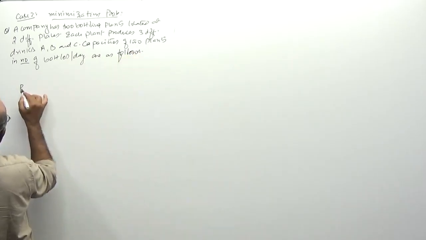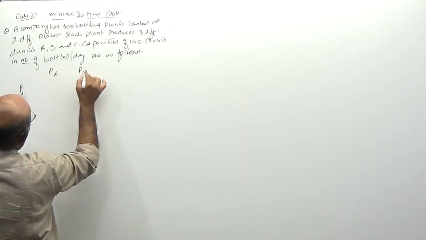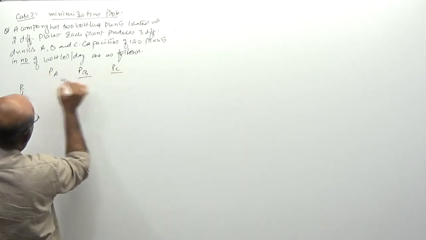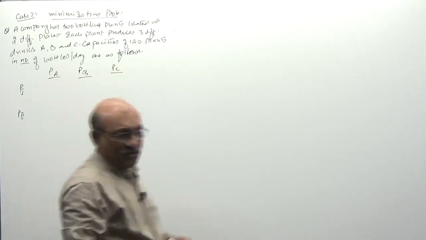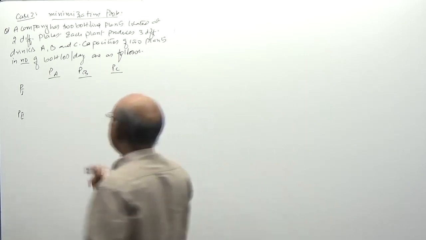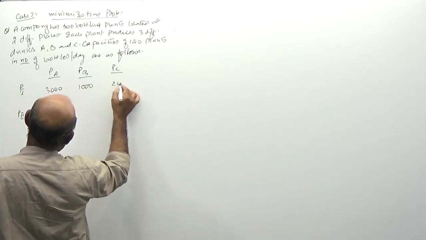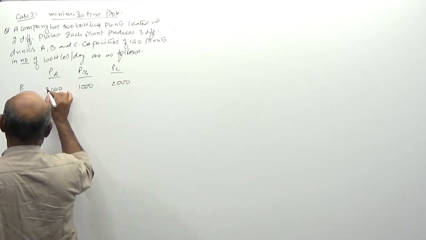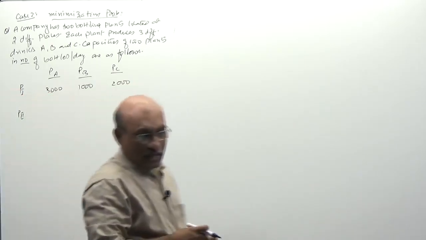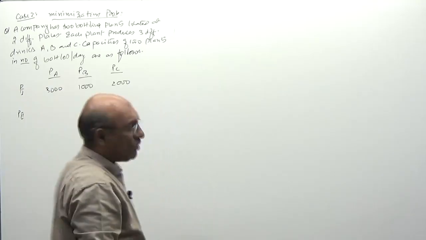This is plant 1, this is plant 2. Product A, product B, product C. Capacities are given as 3000, 1000, 2000. Next, 1000, 1000, 6000.